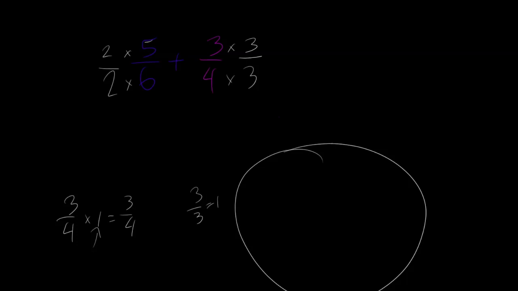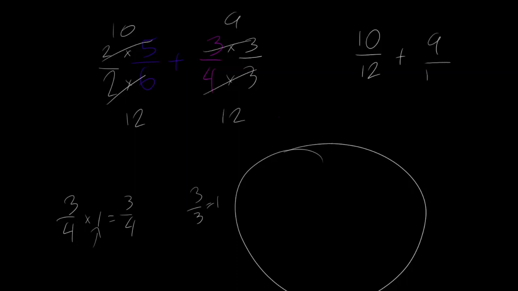So 2 times 5 is 10. 2 times 6 is 12. 3 times 3 is 9. And 4 times 3 is 12. As you can see, we have not altered the amount.